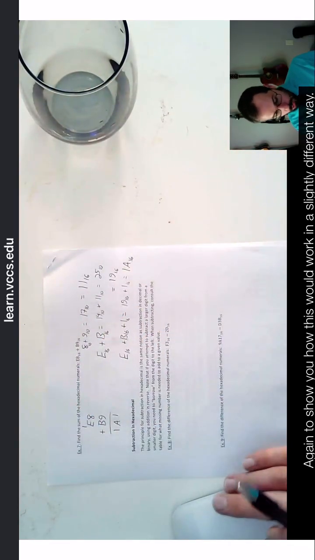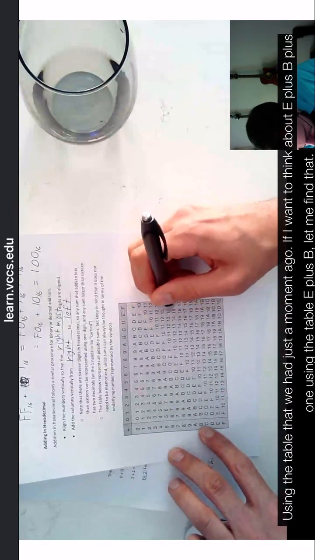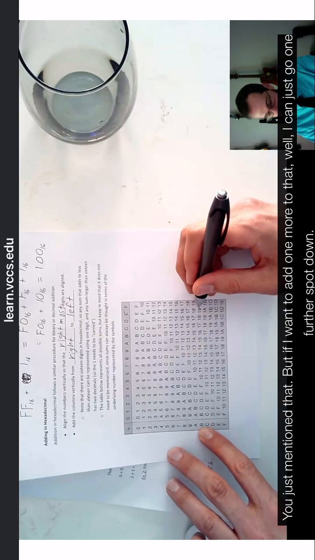Again, to show you how this would work in a slightly different way using the table that we had just a moment ago, if I want to think about E plus B plus 1 using the table, E plus B, let me find that, it looks like I'm in this row right here. E plus B is 1, 9, we just mentioned that. But if I want to add 1 more to that, I can just go 1 further spot down, and we get 1A. So that's the basics for addition.